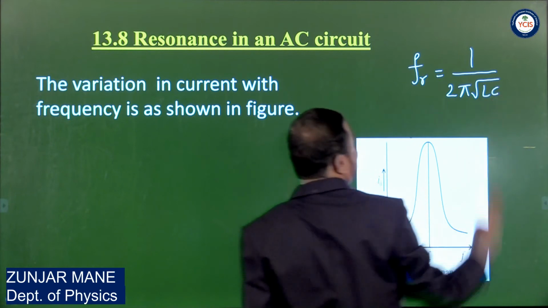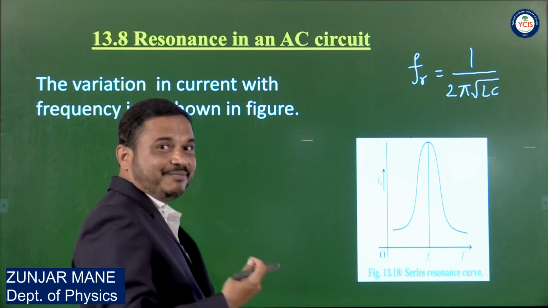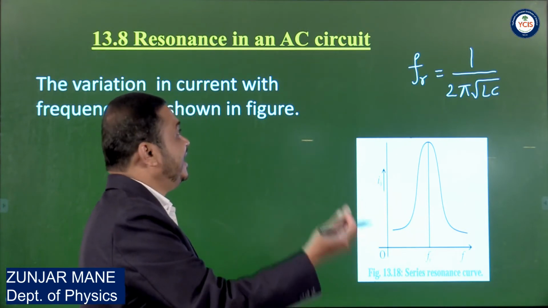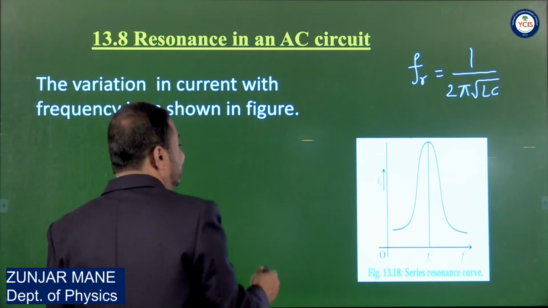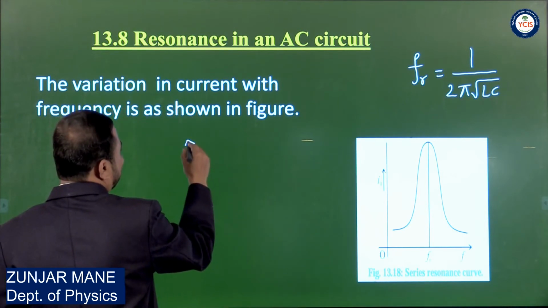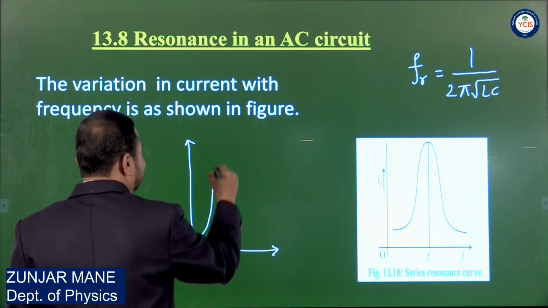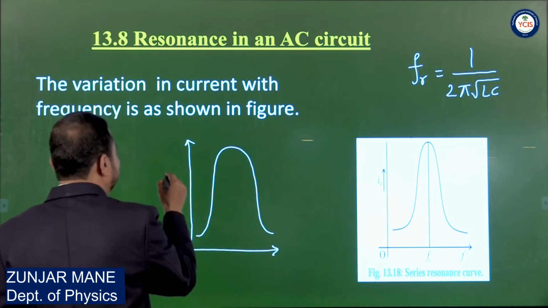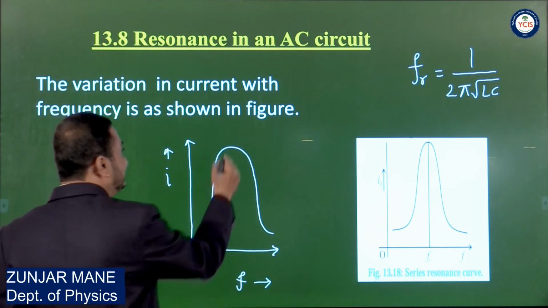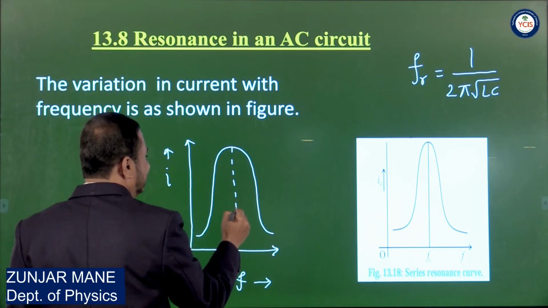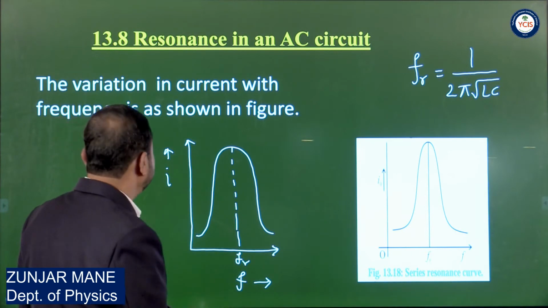At this frequency the impedance is minimum, that is, the current is maximum. If we increase the frequency, the current decreases, and if we decrease the frequency, the current again decreases. The variation in current with respect to frequency is shown in the figure. If we plot this curve, it is called the series resonance curve, and in this curve the current is maximum when F equals FR, the series resonance frequency.